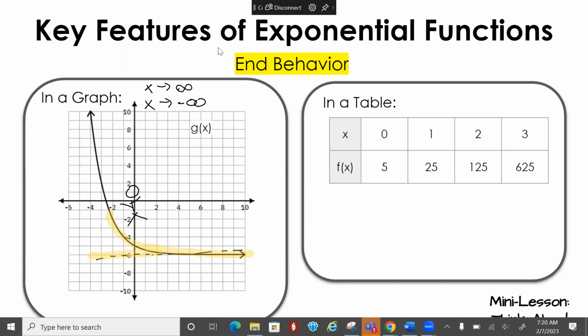You're all trying to say it, but you're not saying it because you're not confident in it. -6, right? Okay, as we move to the left, what's happening to our y values? Where are they going? Infinity, right?